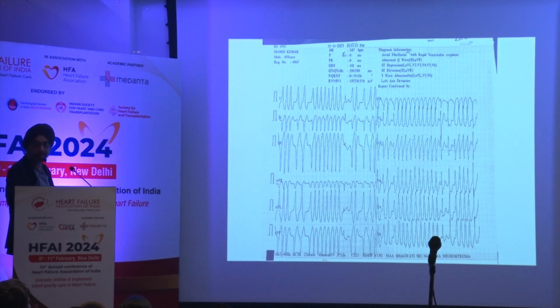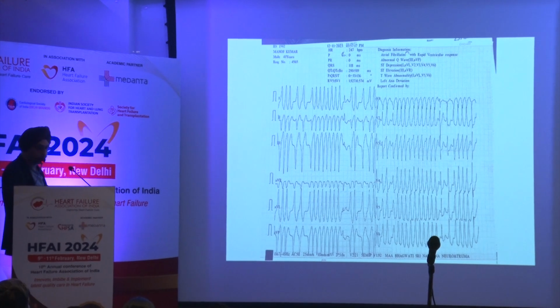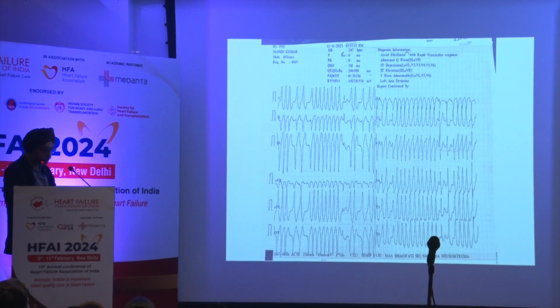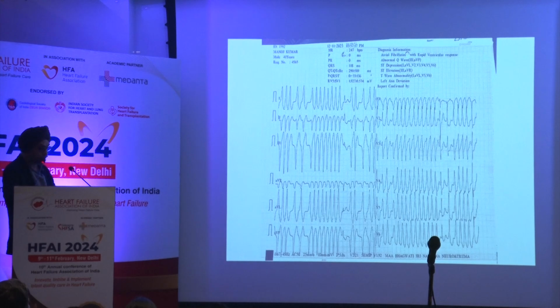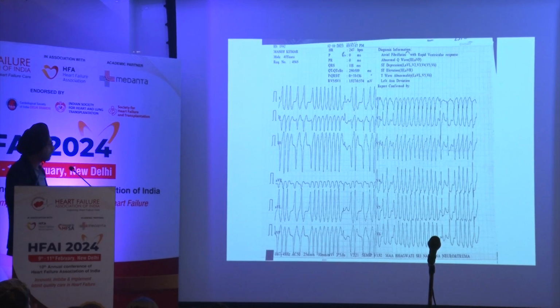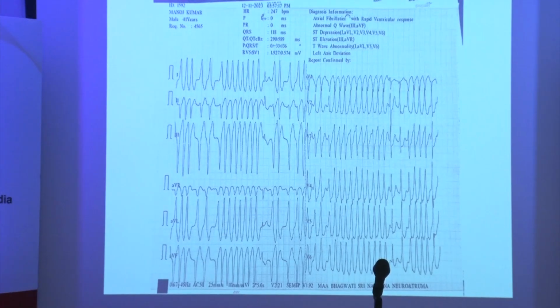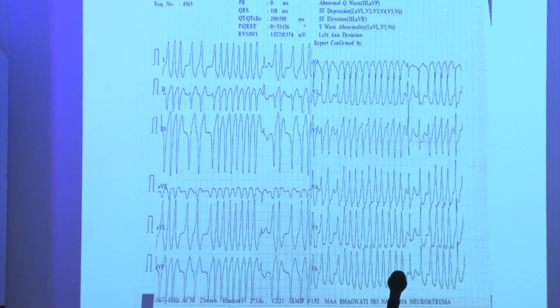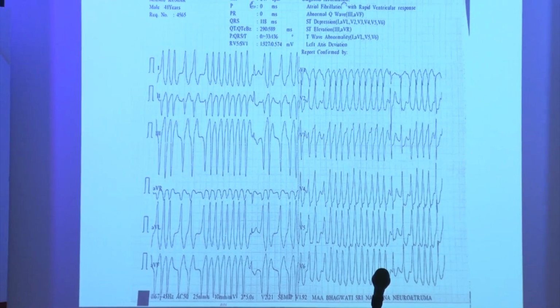And what do you see on the ECG? So let me give you some time to think because there will be some questions following this. So you see all the leads are there.